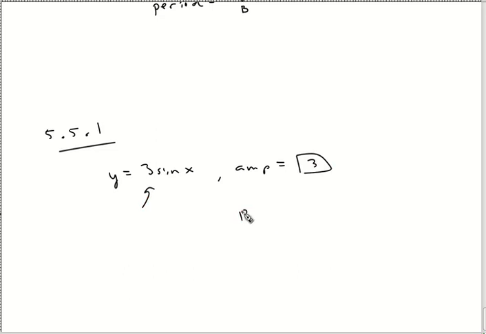Here we go, first problem. I've got 5.5.1: y is equal to 3 sine of x. And they say, first off, what's the amplitude? Well, look at that. It's a 3. Good job. Hey, what's your period? Did I spell that right? Yeah, I did, I think. You can't tell, though. So this is a 1x, and so it's actually going to be 2 pi divided by 1, which is 2 pi. That was pretty simple, right?